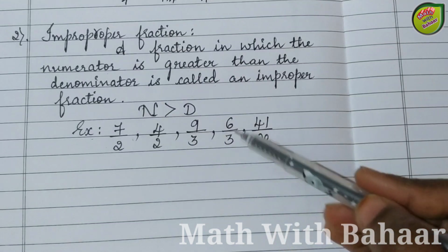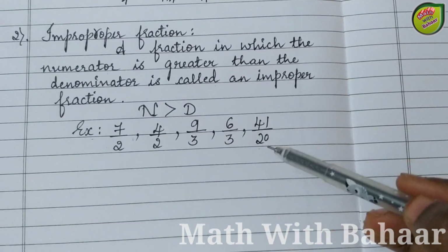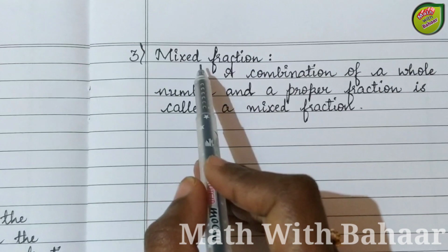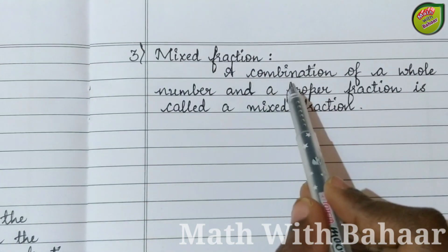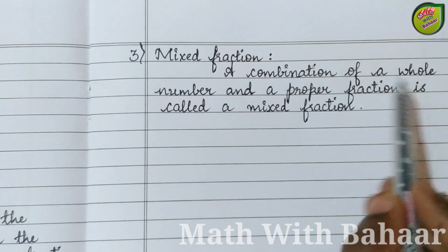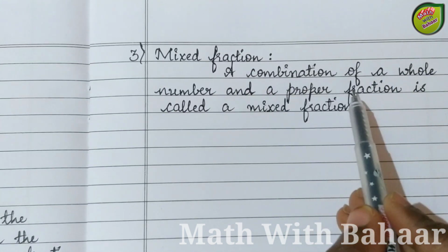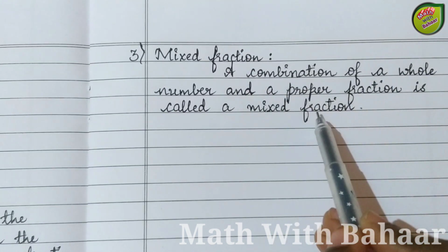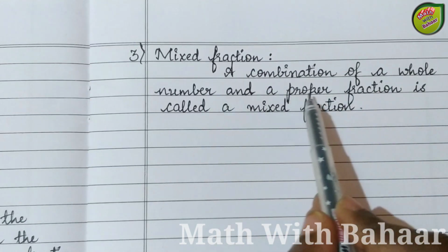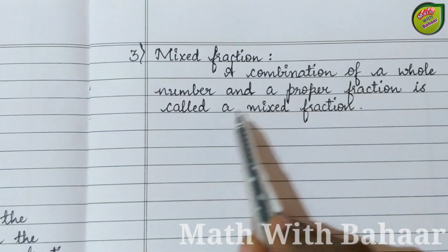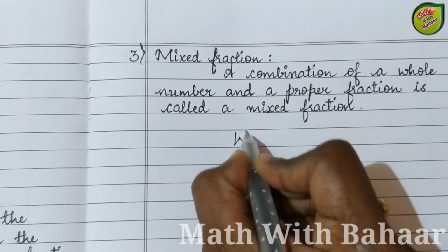So, in all the fractions, the numerator is greater than the denominator. Let us know about mixed fractions now. A combination of a whole number and a proper fraction is called a mixed fraction. So a whole number will be there along with a proper fraction. That type of fraction we call a mixed fraction.